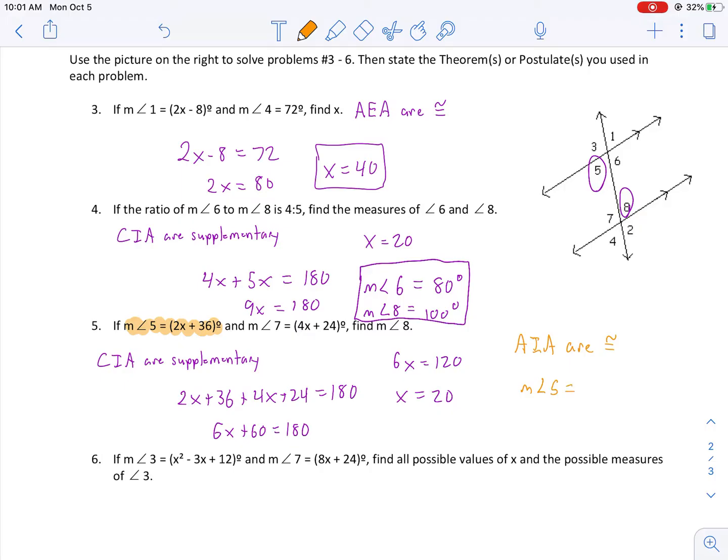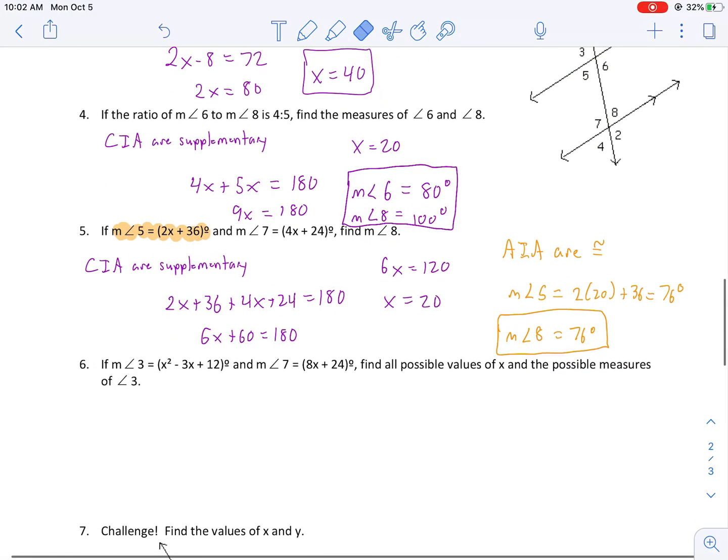And so the measure of angle 5 is equal to 2 times 20 plus 36, which is 76 degrees. And therefore, the measure of angle 8 is also equal to 76 degrees because alternate interior angles are congruent. Remember, alternate interior. Alternate means on the other side, opposite sides of the transversal, and interior means between these two lines. Okay?